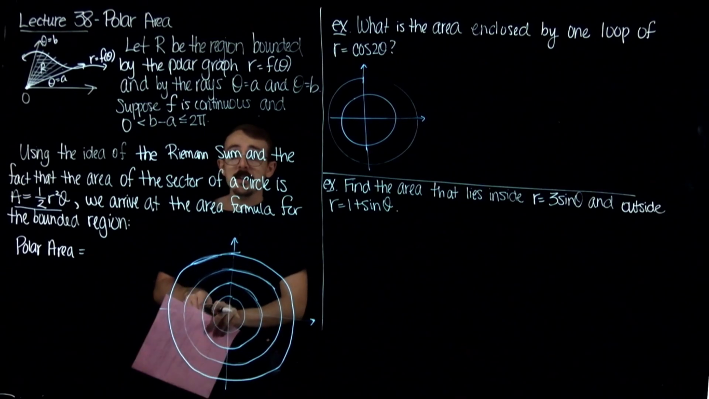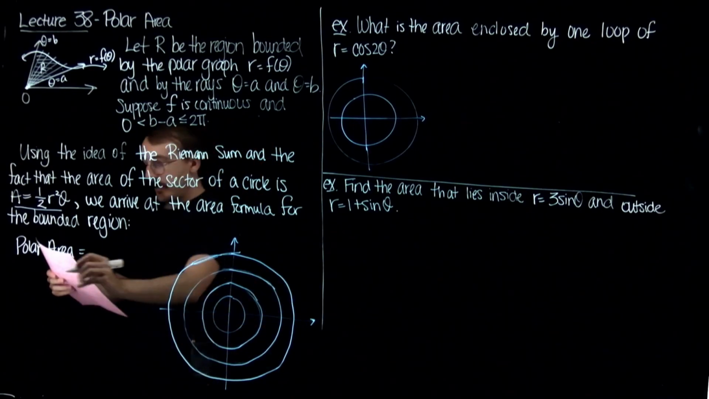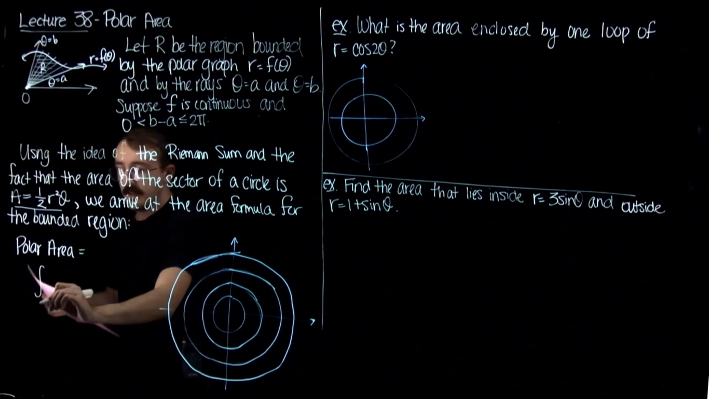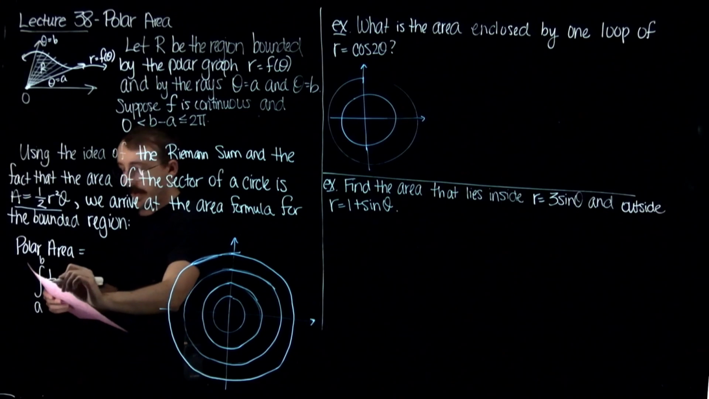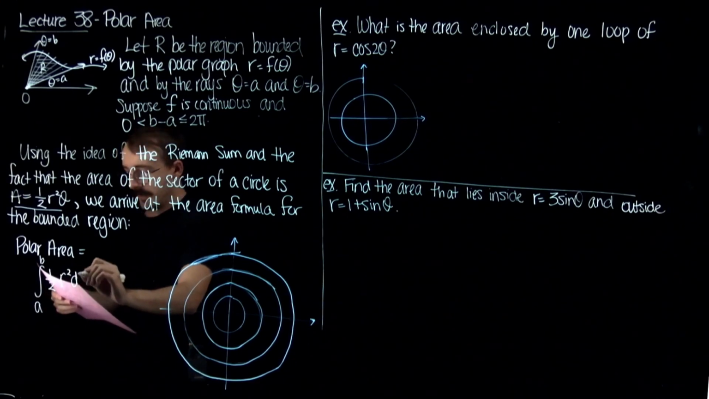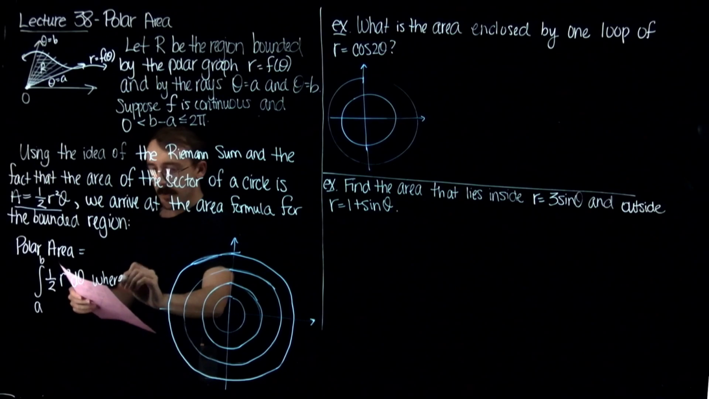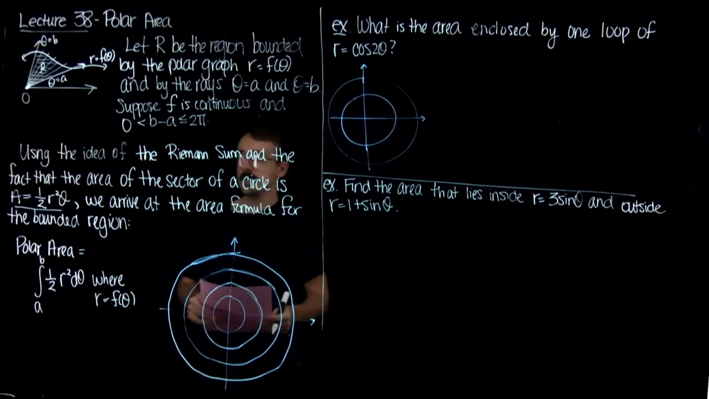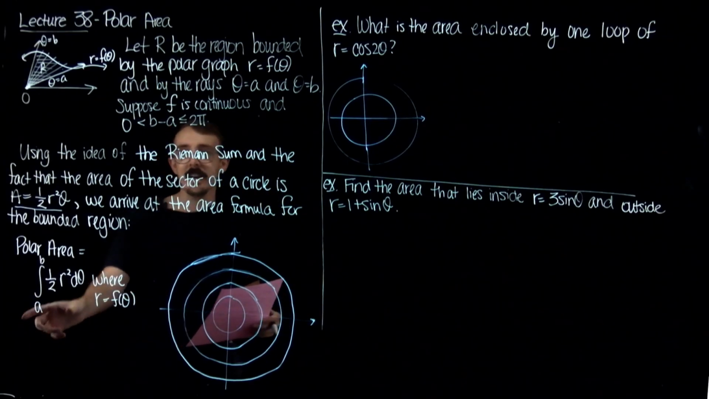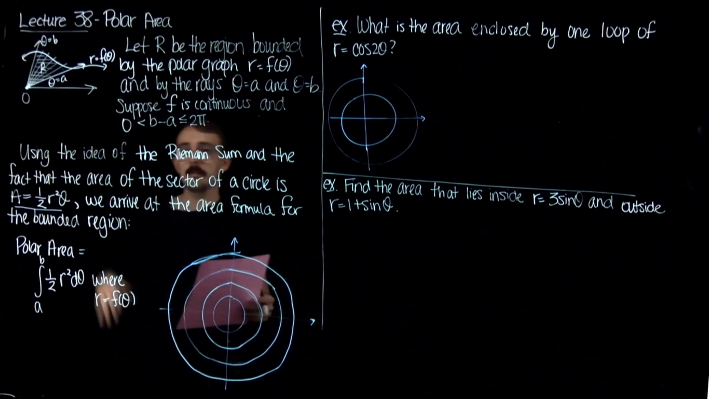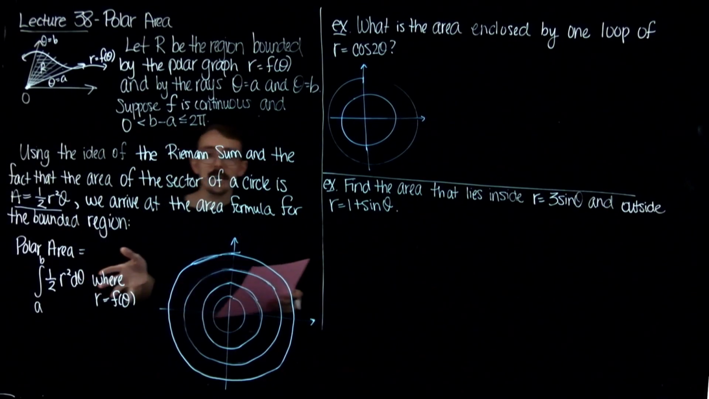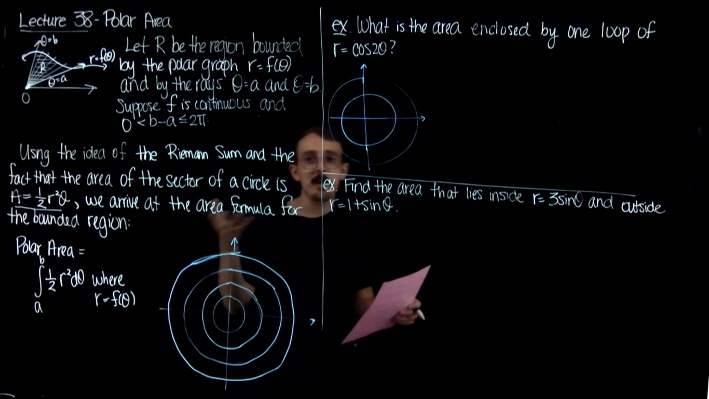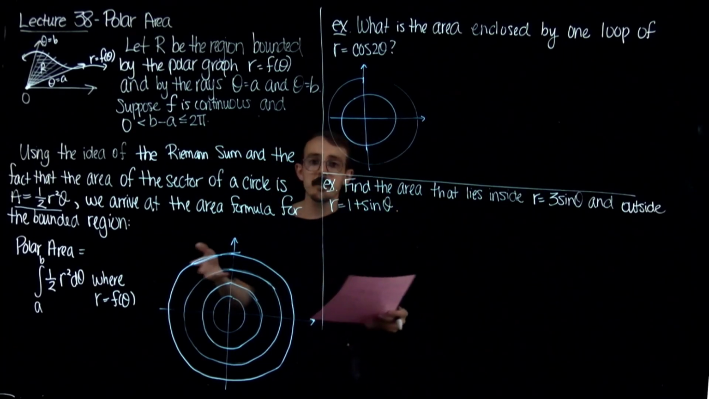The area formula that you need to know is that the polar area is the integral from A to B, which are our two angle measures, of 1/2 r squared d theta, where r is equal to f of theta. So this is our area formula using the calculus of the area beneath the polar curve. We're going to use this today, and we're going to do a number of examples where we calculate the area between polar curves.